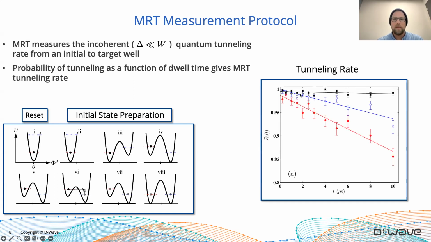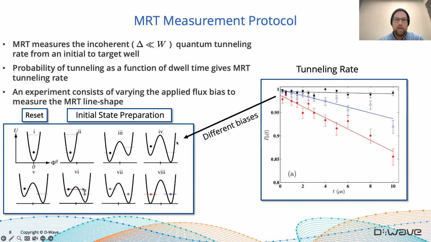And so that's what's shown here in this plot: the population or probability of being in the initial well. And you can see for different amounts of dwell time, that's plotted on the x-axis here, we start to escape out of the initial well. So depending on how long we dwell for. The different colors here are different initial biases that we have applied to the qubit. And so what we do is we bias the qubit to a different position, and then we measure the tunneling rate, the escape rate from the initial well.